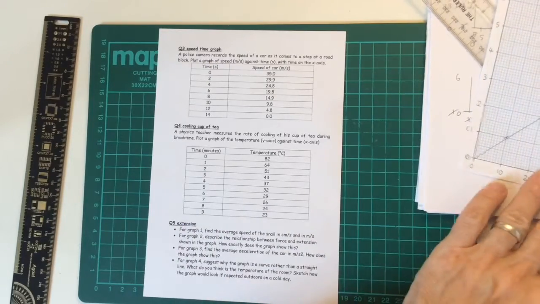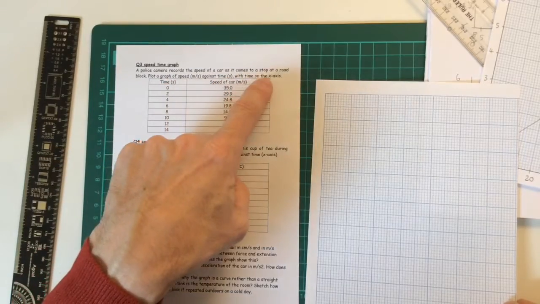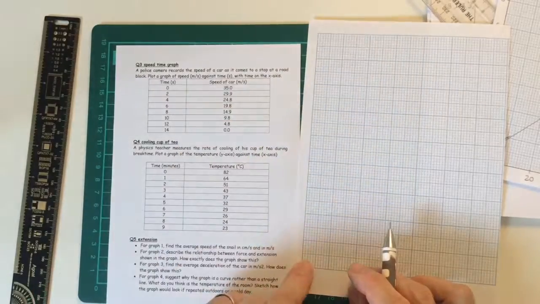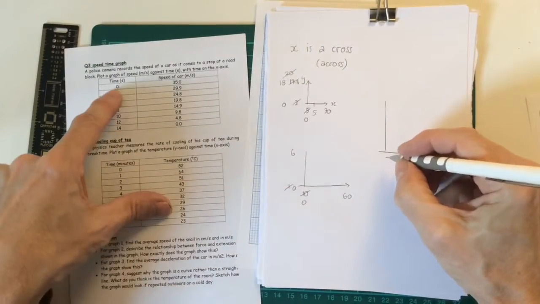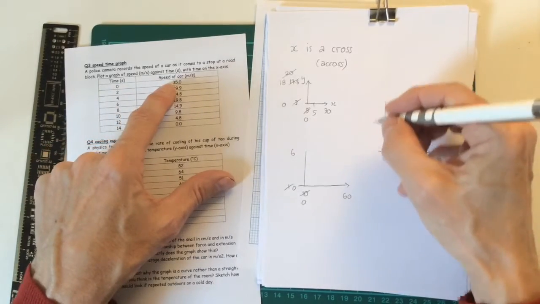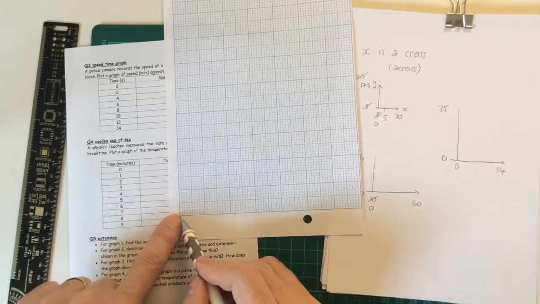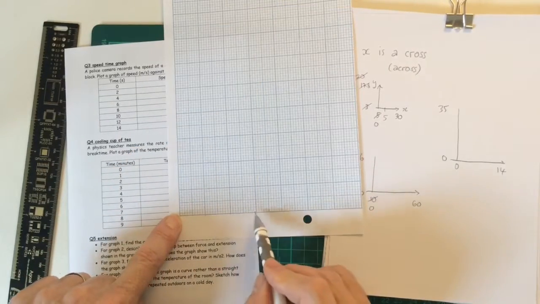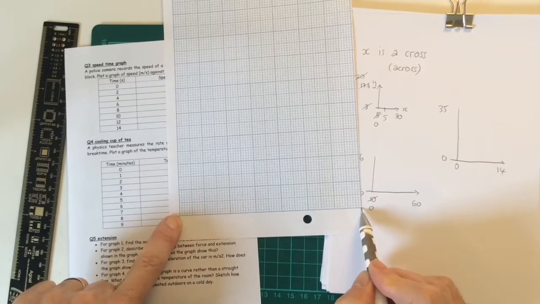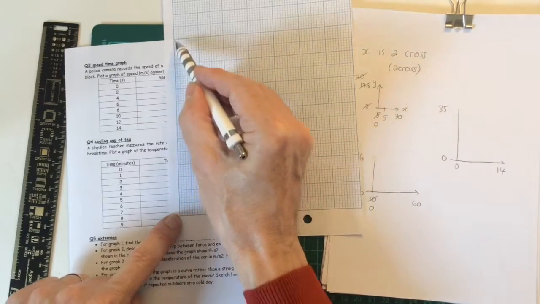Okay, police camera records the speed of a car as it comes to a stop. Plot a graph of speed against time, with time on the x-axis. So time is going along the bottom, speed is going up the side. We need time to go from 0 up to 14, and the speed has to go from 35 to 0. Starting at 0 here, 2, 4, 6, 8, 10, 12, 14 just fits. 5, 10, 15, 20, 25, 30, 35.